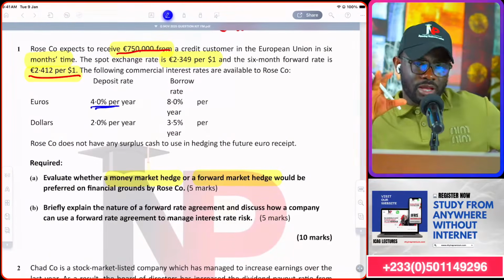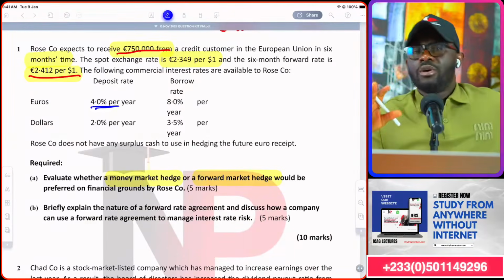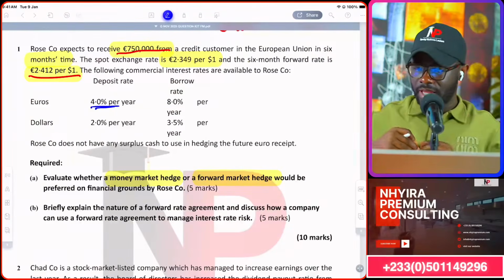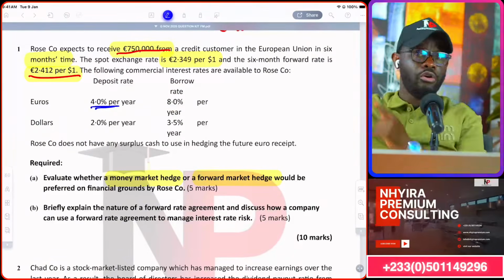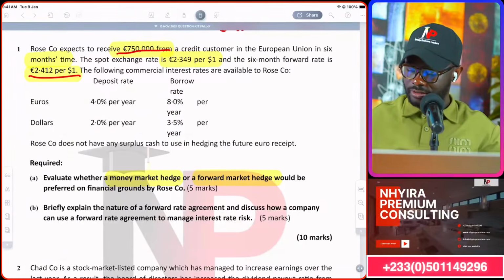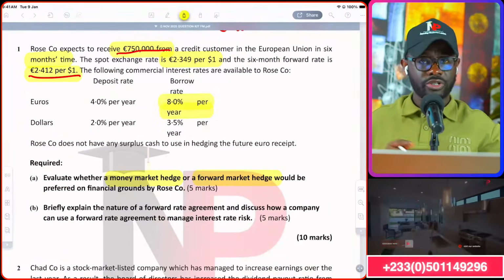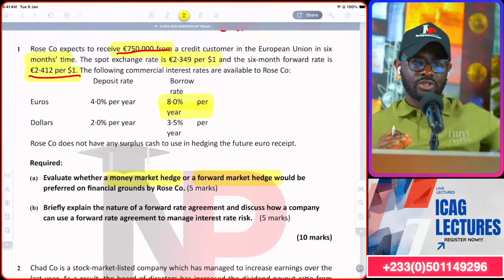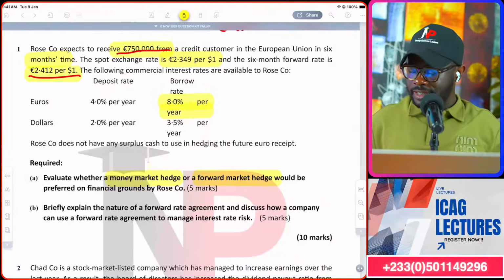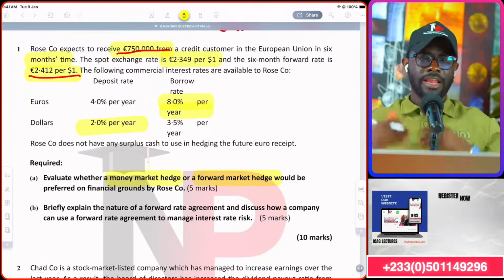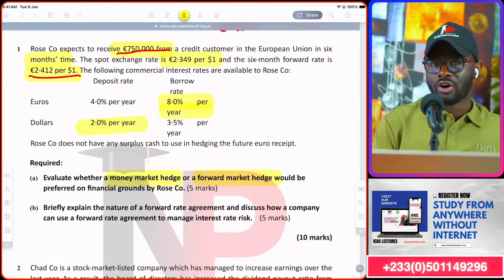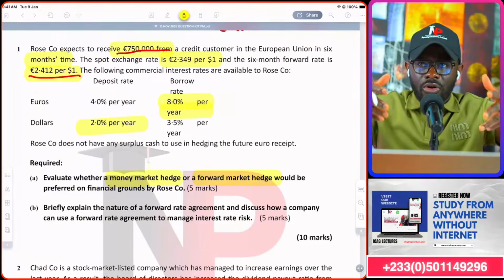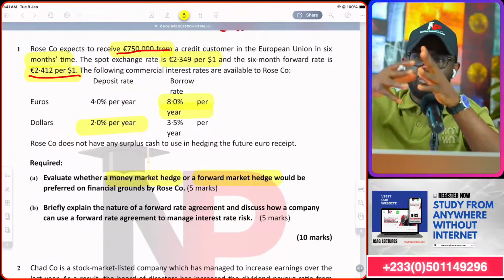Now, you have to understand what's happening here. We are going to be receiving a foreign currency. So we would have to borrow that foreign currency. Okay. So we will borrow the euros, convert it into the dollar, and deposit the dollar. Then at the end of the period, we will get our dollar. The interest that will accrue on the euro that we borrow in 6 months' time will be equal.